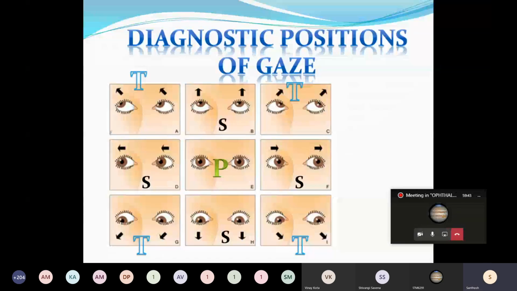This is a diagrammatic representation which I have created so that you can understand the primary, secondary, and tertiary positions of gaze. If you write down this diagram, probably you'll be able to understand the various positions of gaze.